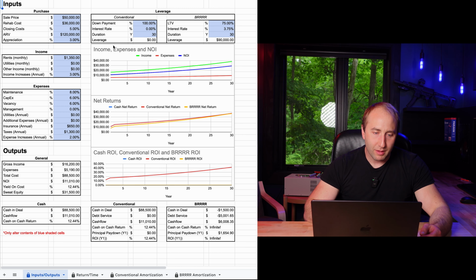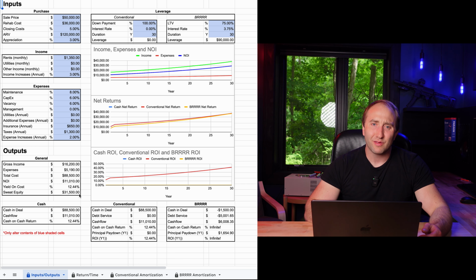This is a single family house that I got in Warren, Michigan in 2020. I purchased it for $50,000. I spent $36,000 fixing it up. Then it appraised for $120,000. So that leaves us with a sweat equity of $31,500. And that's just one single family house where I paid somebody to do all the work on it.